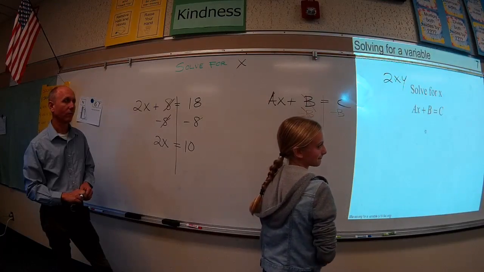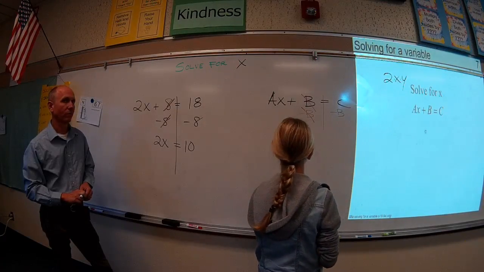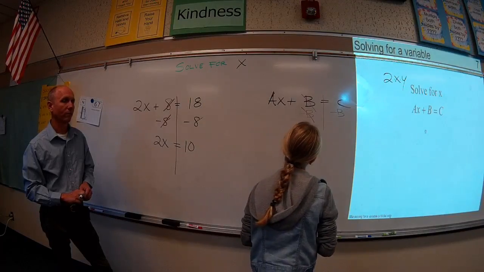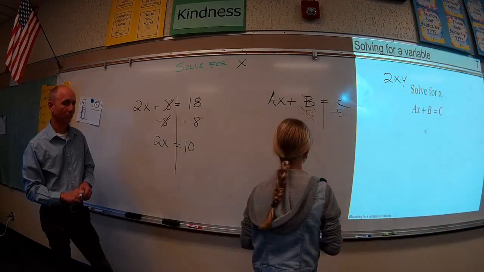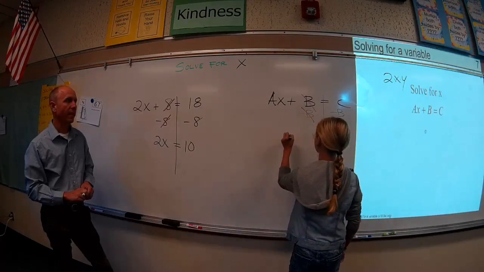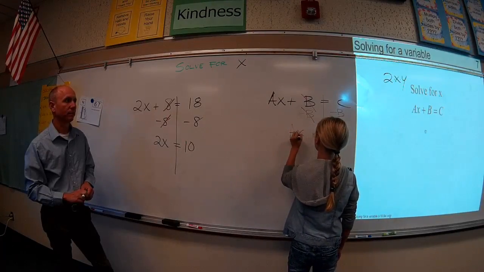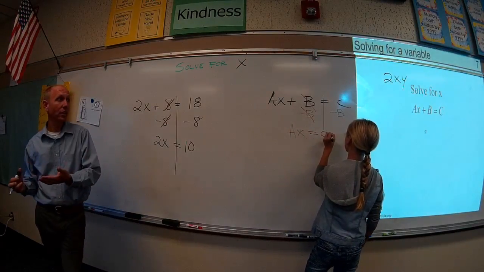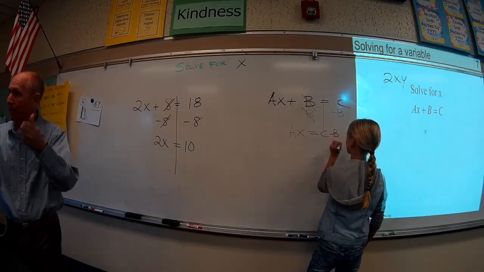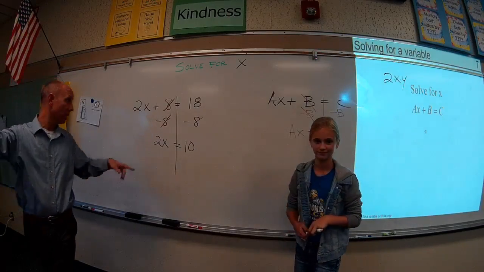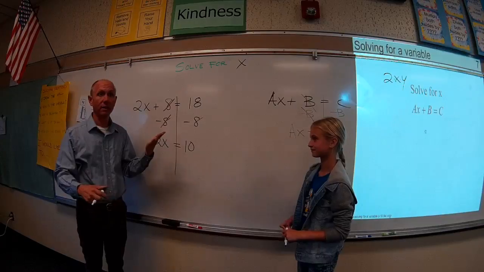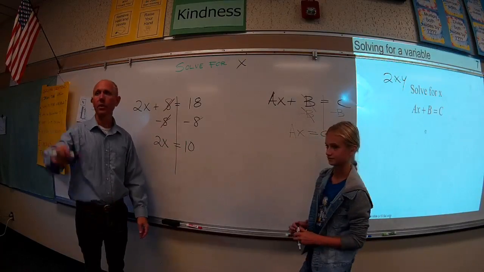So ax is equal to c minus b. Perfect. Ax equals c minus b, because I can't actually do c minus b, so I just set it up as c minus b. That's what JJ did over here. He said 18 minus 8, which became 10. Okay, JJ.